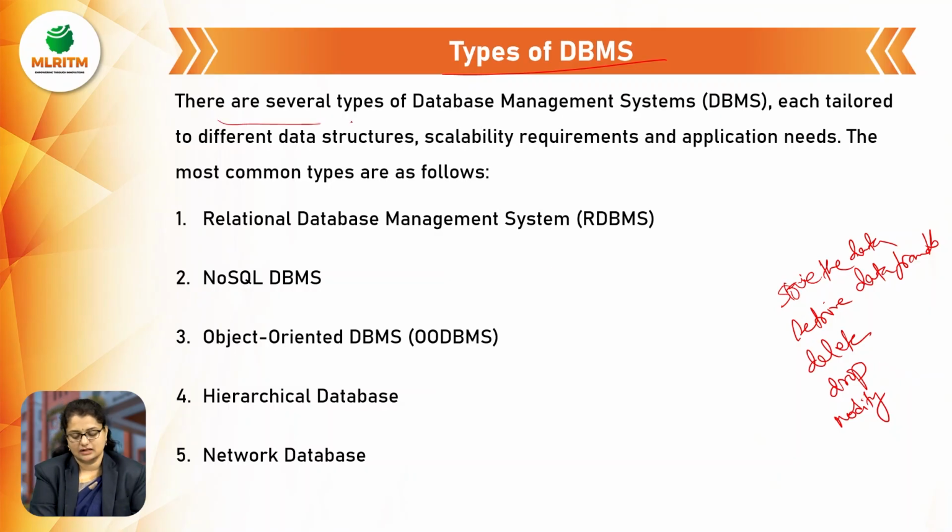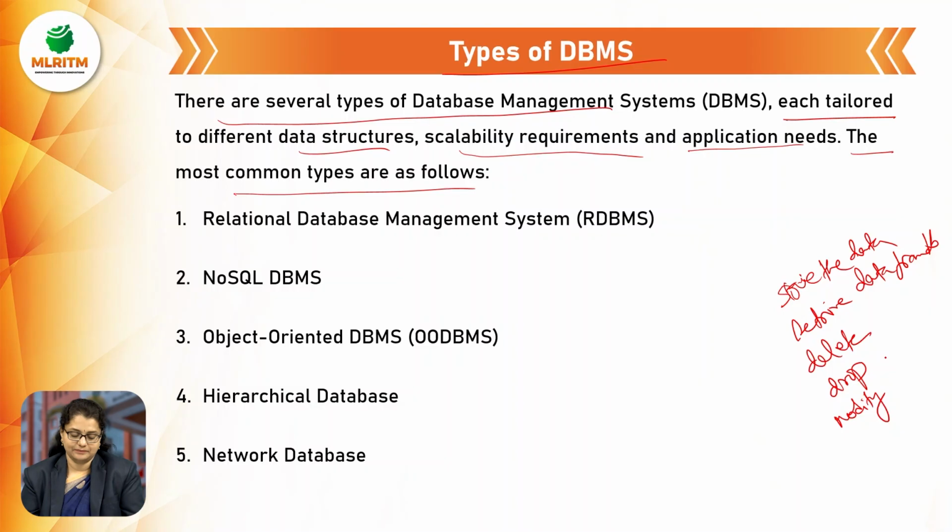So look here, there are several types of database management system, each tailored to different data structure, scalability requirements, and application needs. The most common types are the following. The first one is the relational database management system, and the second is the NoSQL database management system, then Object-Oriented DBMS, Hierarchical database, and Network database. So let's check them briefly.